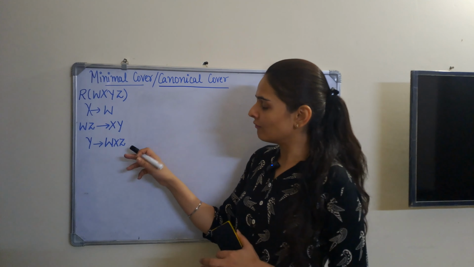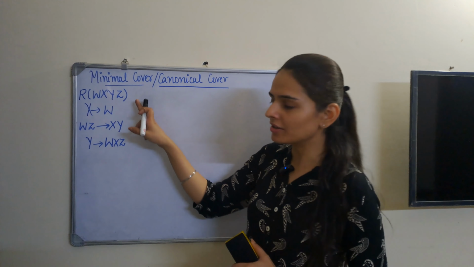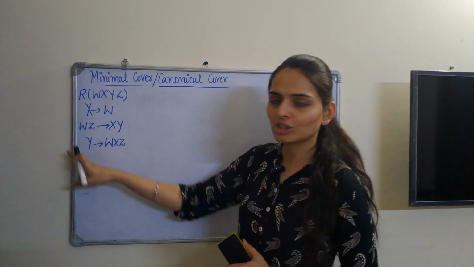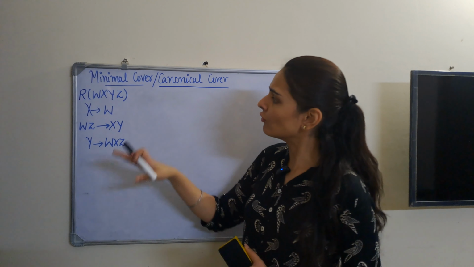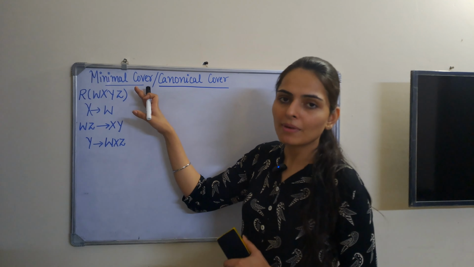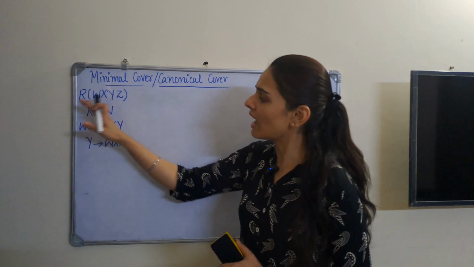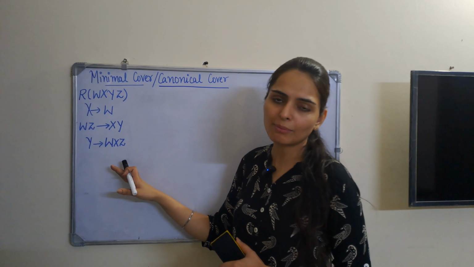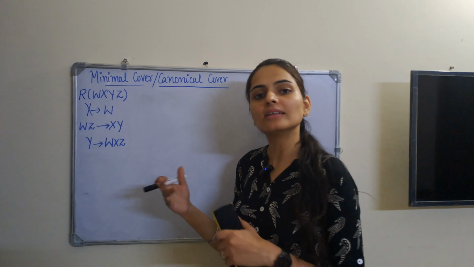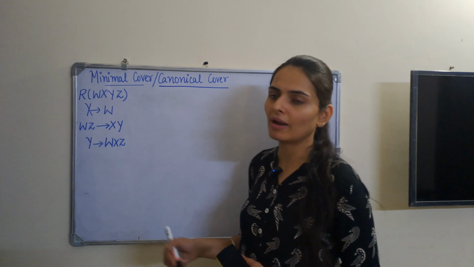Now, we have this relational model, and for this set of functional dependencies we have to find the minimal cover. Minimal cover means that we have to reduce these functional dependencies by eliminating the redundancy in them.